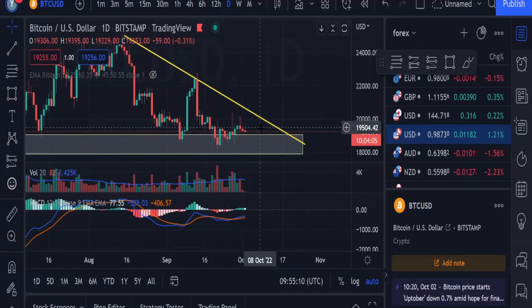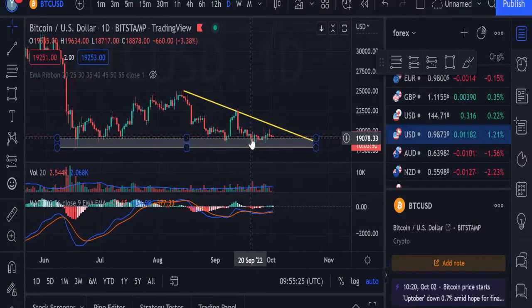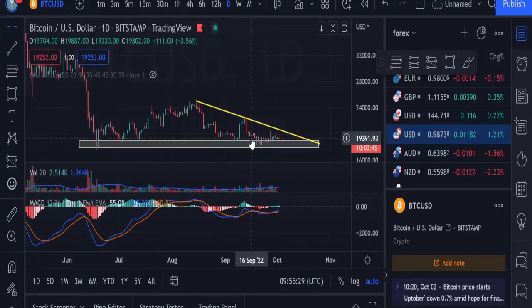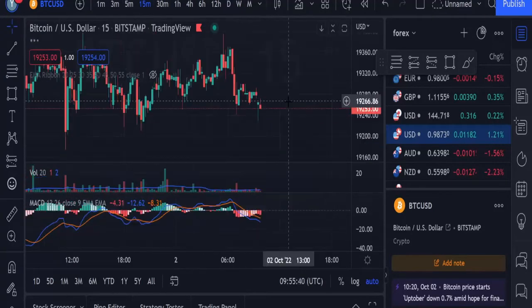Rejection candle, you go up or down, depends on the direction. Rejection of the support, you go up. Rejection of the resistance, you trade down. It's as simple as that. But what would be my decision as a trader in this zone, in this range? Let's go to the smaller candle to check what we can do immediately.